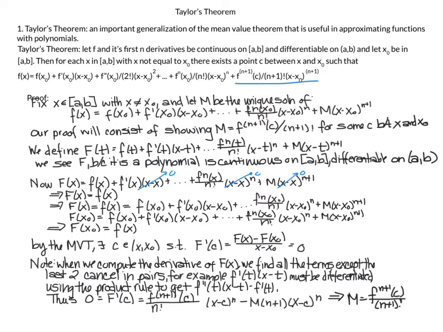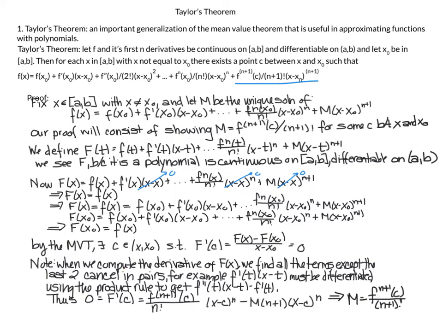And we also want to note when we compute the derivative of f of x, we find all the terms except the last two cancel in pairs. So for example, f prime of t, x minus t, must be differentiated using the product rule to get f double prime of t, x minus t, minus f prime of t times the derivative of this with respect to t, which is just -1, which is why you get the negative. Thus, this derivative here, which is equal to 0, is equal to everything canceling except the last two pairs.